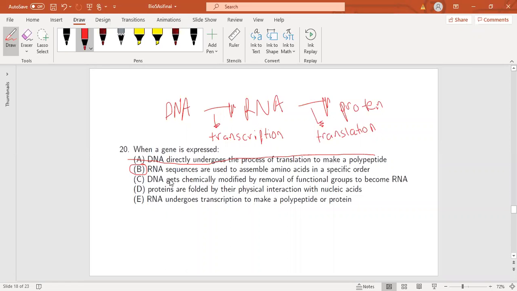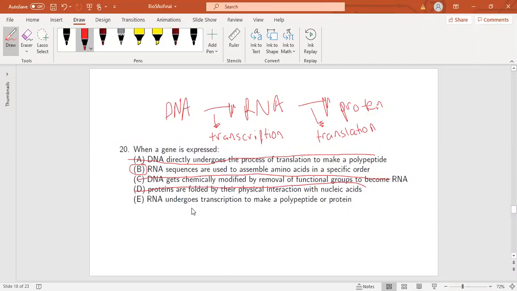C is saying DNA gets chemically modified by removal of functional groups to become RNA. Well, we know that transcription is not like removing anything. It's more of like assigning the complementary strand, right? So removal doesn't really make sense. And functional groups, it's more of nitrogenous bases. D is saying proteins are folded by their physical interactions with nucleic acids. Proteins are folded by interactions between like amino acids and their backbone and side chain, right? Not nucleic acids. That doesn't make sense.